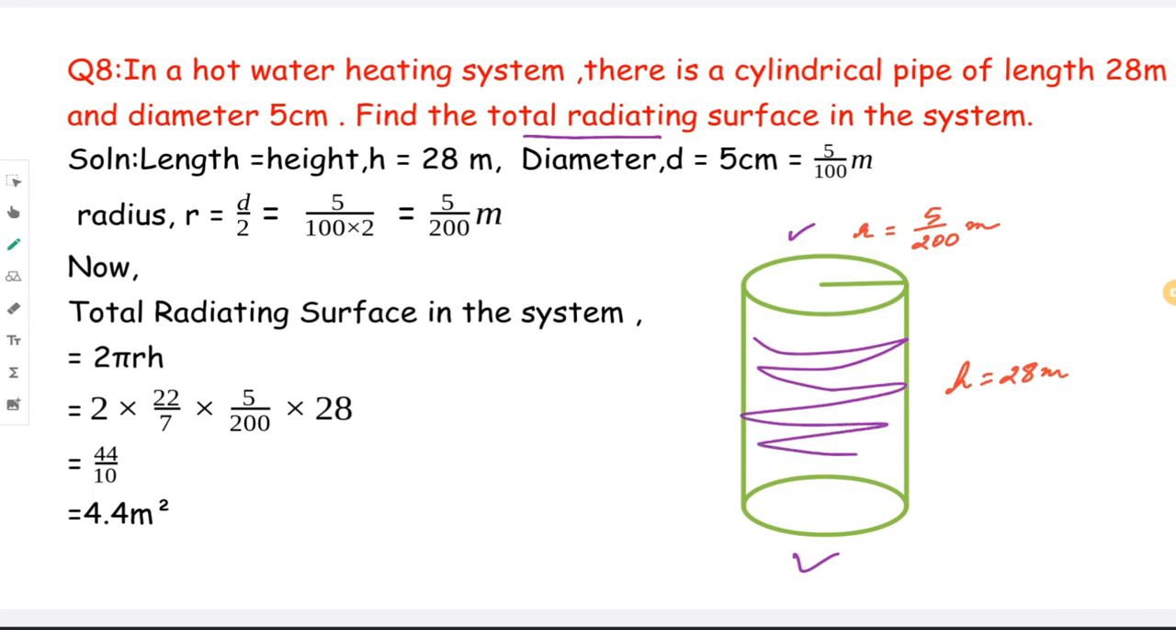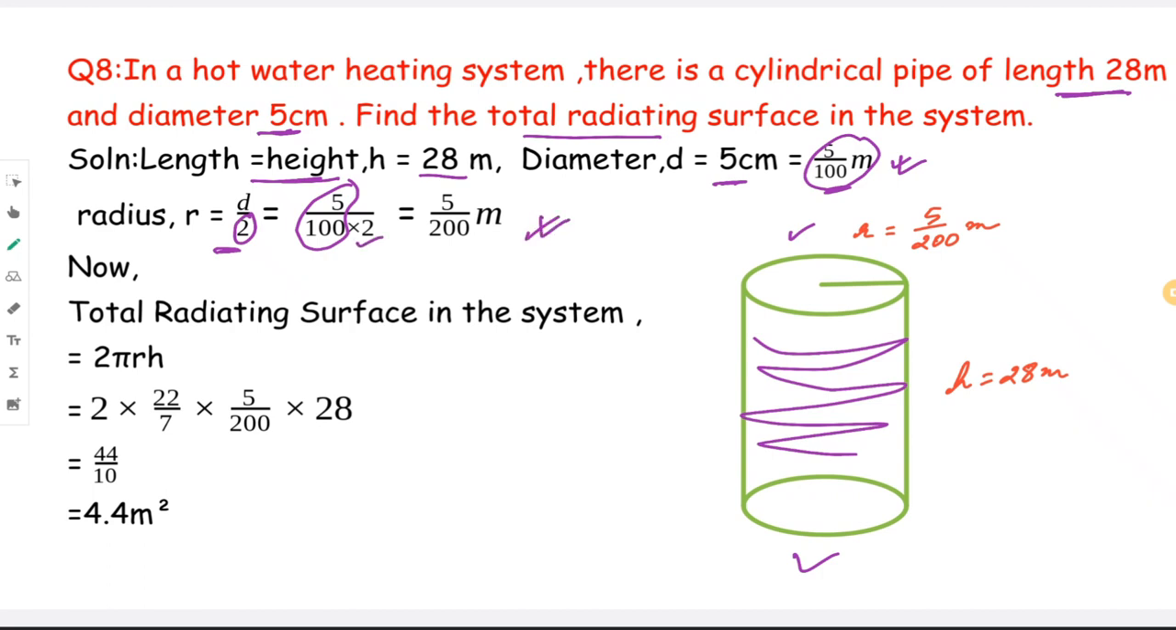Clear? So they've given us a length 28 meter, which will become the height. So height equals 28 meter, and when you look at the diameter, it is in terms of centimeter. So let us convert it into meter. That means diameter 5 centimeter, if I convert it, divide by 100. Now I know the diameter. Let's find the radius. What is the formula for radius? Diameter by 2. So diameter is 5 by 100, and this 2 is here, so I'm going to get 5 by 200, which will be my radius.